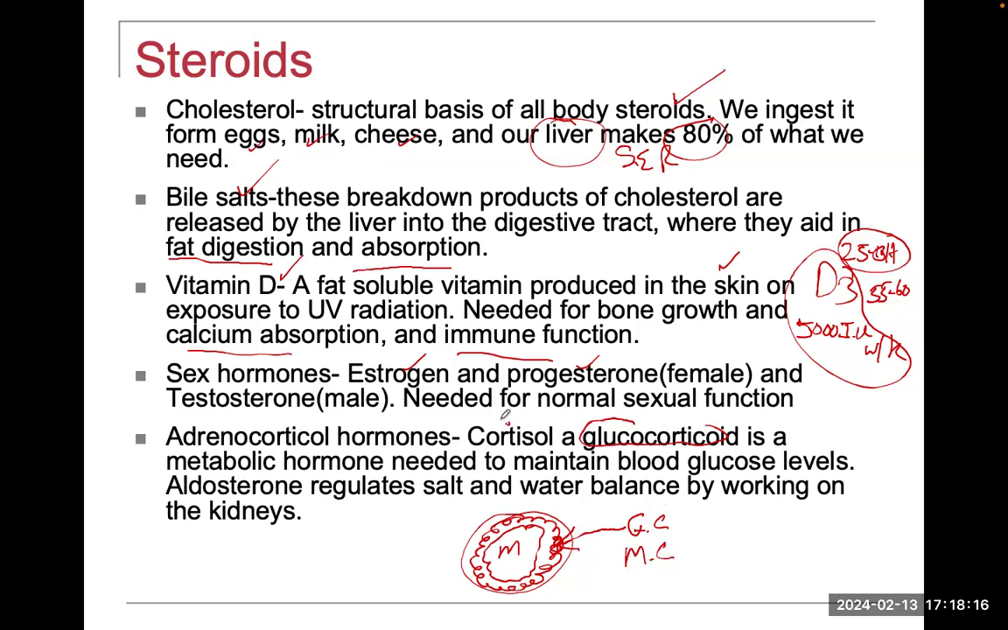The glucocorticoids are cortisol, cortisone, corticosterone. The mineral corticoid is called aldosterone. And when our body releases aldosterone, it allows us to retain sodium. Sodium is involved with sodium chloride, which is salt. And if you hold on to salt, you hold on to water. Aldosterone is one of the hormones that can increase your blood pressure.